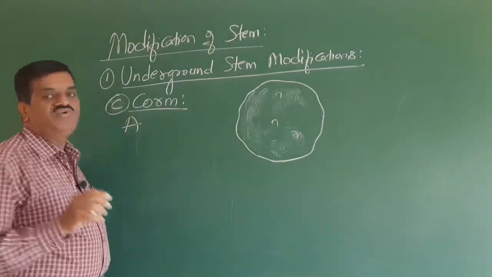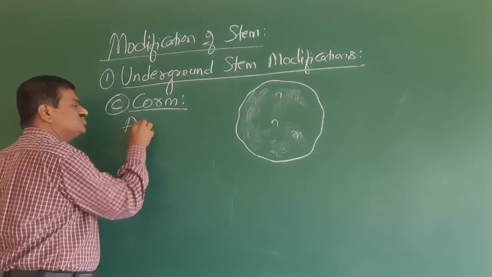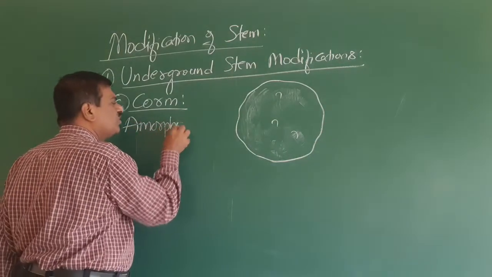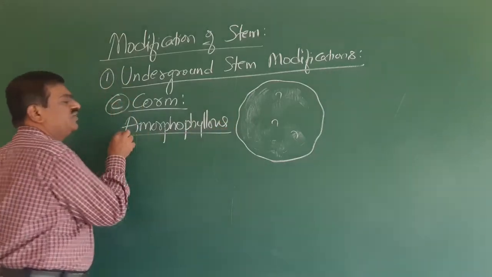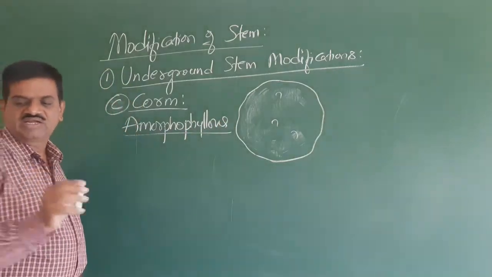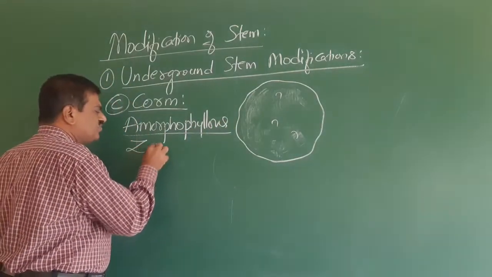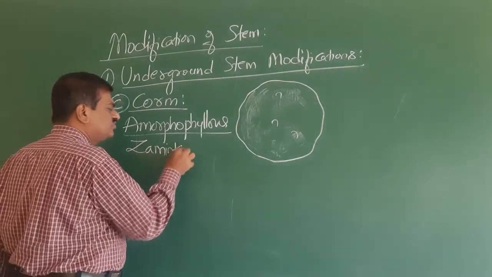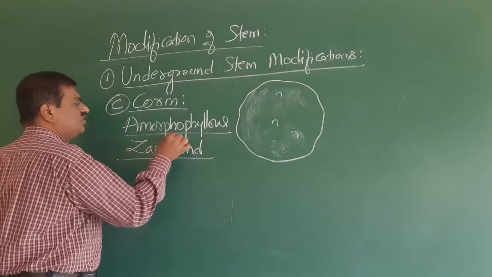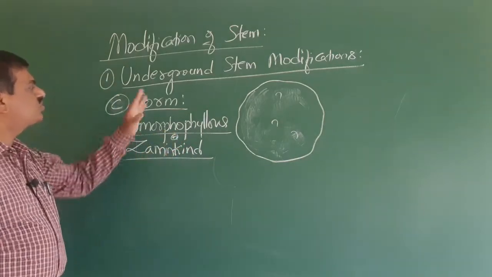The example for this is Amorphophallus, commonly called Jamkand. So it is Amorphophallus, Jamkand. This is corm.